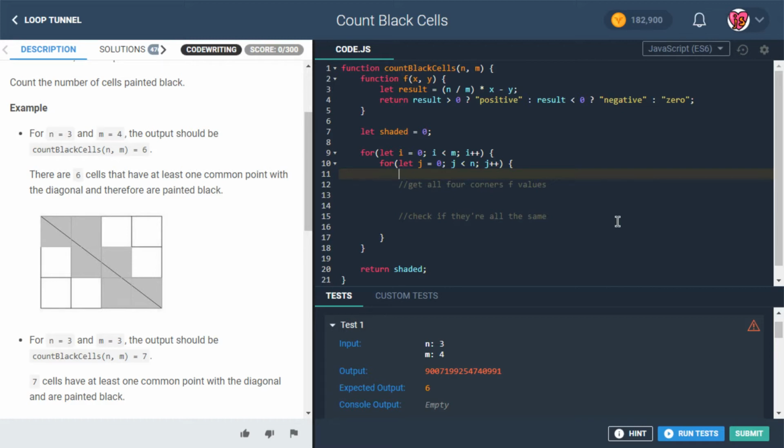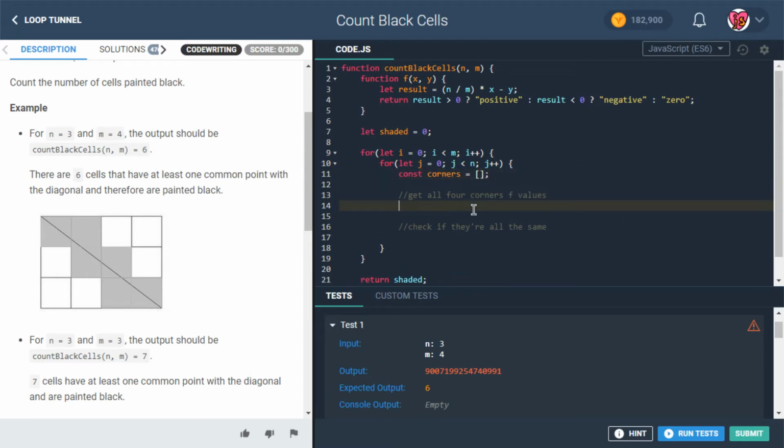All right, and then how should we do this? We'll say const corners is assigned an empty array. We want to get all their f values. So we'll do another little nested loop here. We'll say dx. Oh, you know what? Instead of i and j, why don't we actually just use x and y? I think that makes more sense.